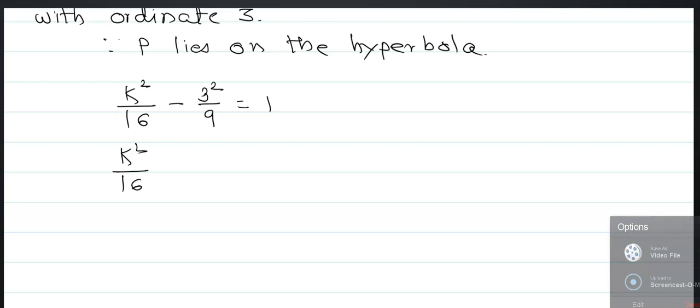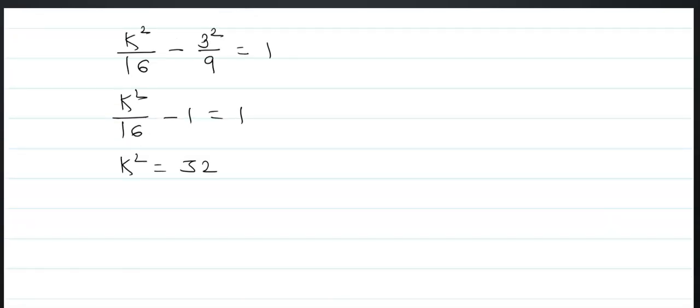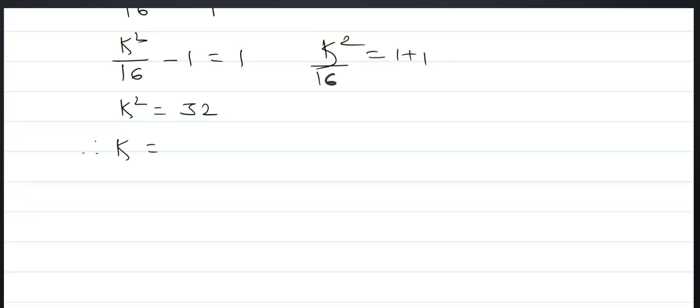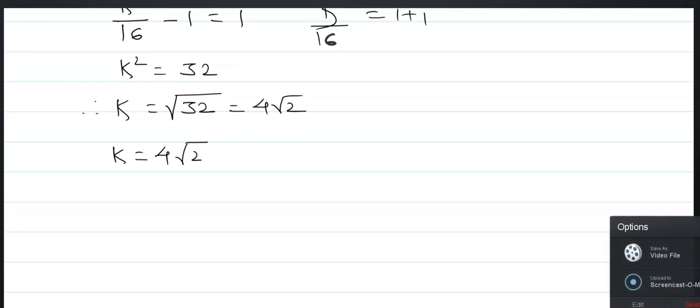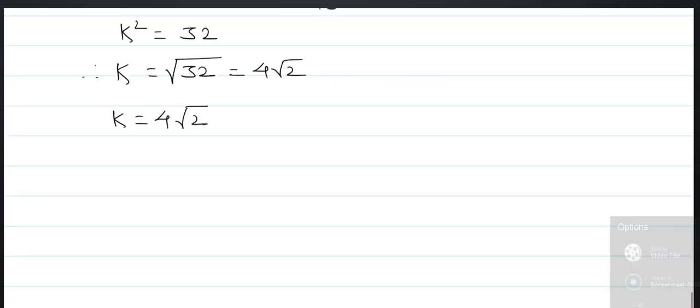That is k square upon 16 minus 1 is equal to 1. Therefore, k square is equal to 32. Therefore, k is equal to root of 32. Because that point lies in the first quadrant, we are taking its positive value. That is, k is equal to 4 root 2.